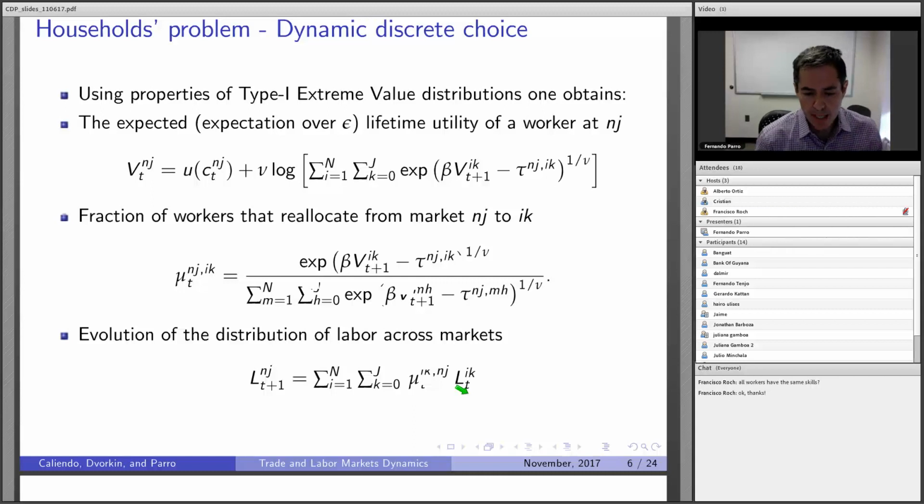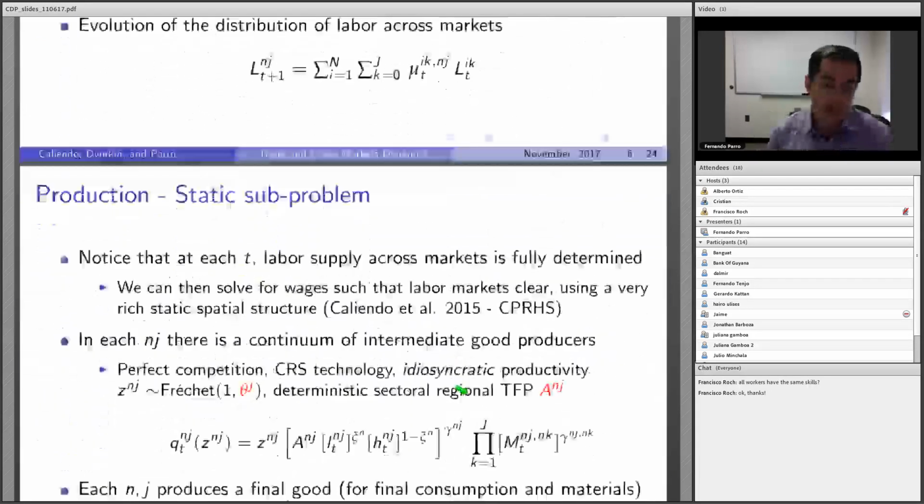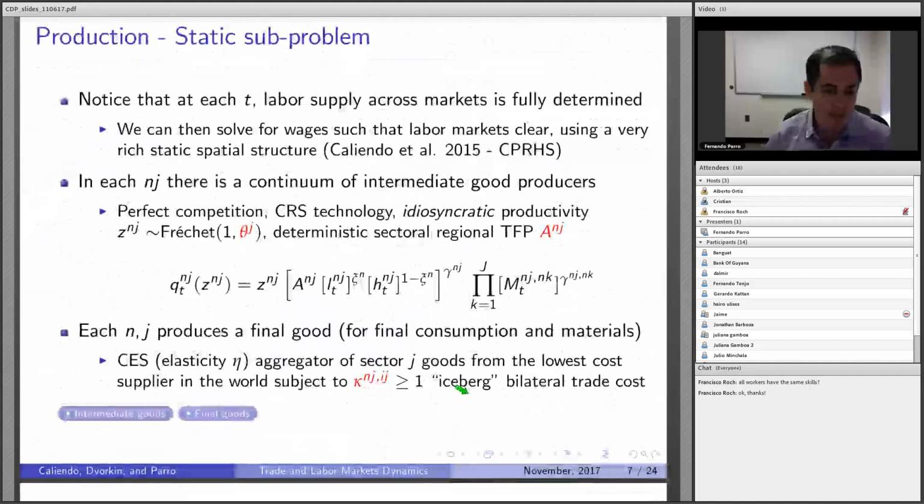What I'm going to do next is to set up the production structure of the model so that we can find labor demand, and therefore we can solve for the wages such that labor markets clear. The production structure of the model is going to be very rich and built on a previous paper I have with Lorenzo Caliendo, Esteban Rossi-Hansberg, and Pierre-Daniel Sarte. And it's going to be relatively standard.